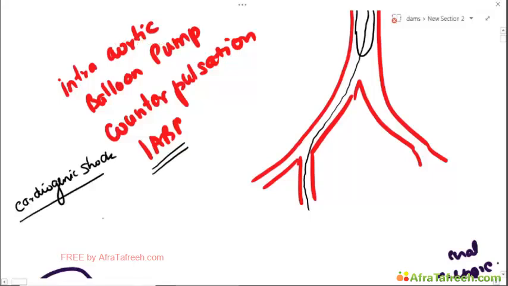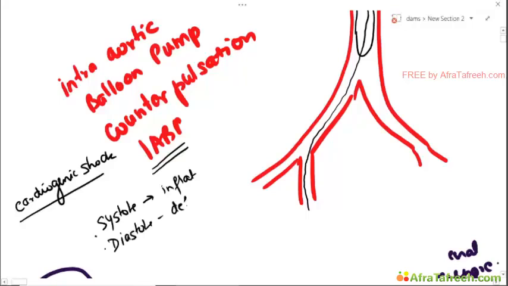What is done? This balloon during systole is inflated, and during diastole, cardiac diastole, it is deflated. Sorry, it's the other way around. During systole it is deflated and during diastole it is inflated. So what it does is that it facilitates the cardiac output and increases perfusion to the coronary bed with the rhythmic inflation and deflation of the balloon.